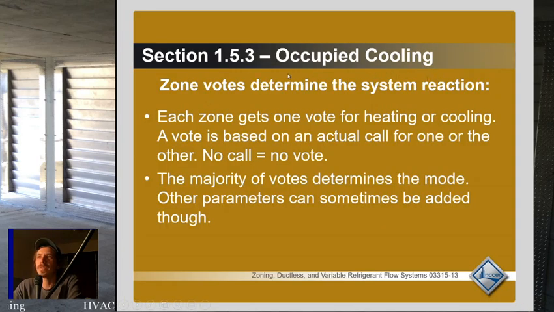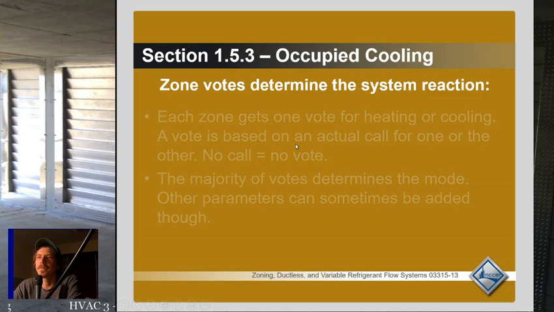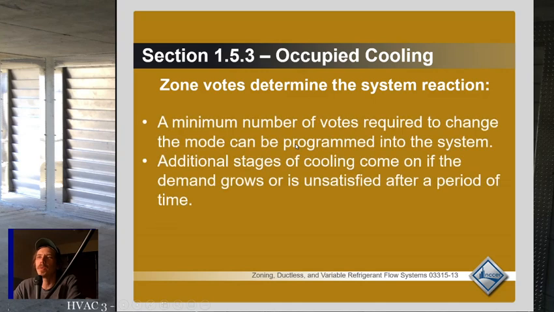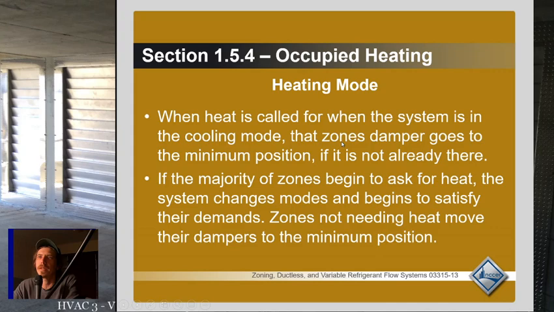Zone votes determine the system reaction. So each zone gets 1 vote for heating or cooling. A vote is based on an actual call for one or the other. No call equals no vote. The majority of votes determines the mode. Other parameters can sometimes be added, though. A minimum number of votes required to change the mode can be programmed into the system. Additional stages of cooling come on if the demand grows or is unsatisfied after a period of time.